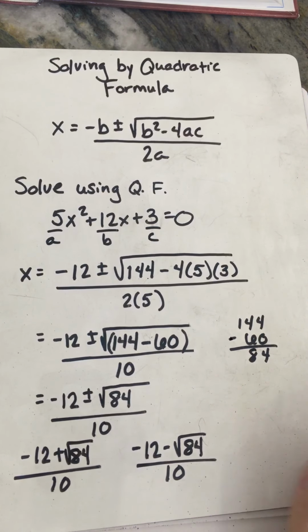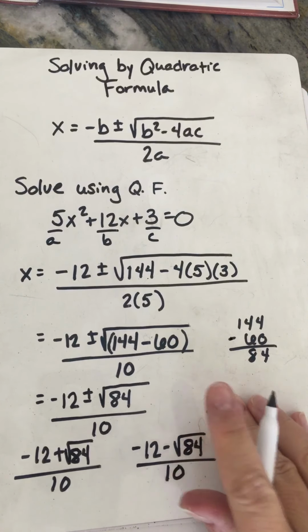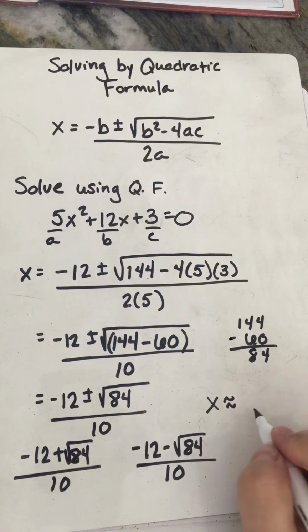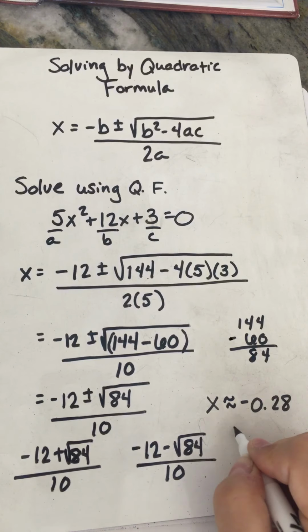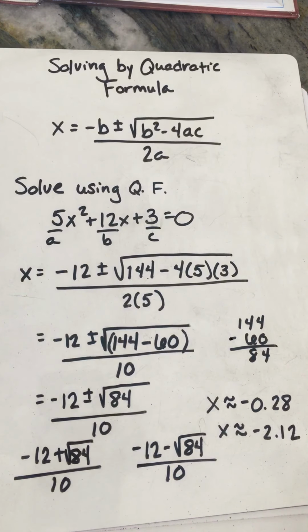And so your solutions should be x equals, actually I'm going to approximate it because they're decimals. So x is negative 0.28-ish and x equals approximately negative 2.12-ish. All right? So like I said, double check how to use your calculator.